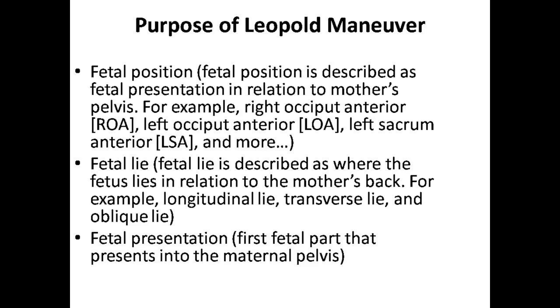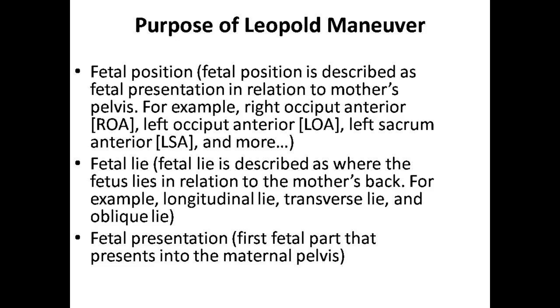Then with the help of Leopold maneuver, we can also identify the fetal lie. As I said, fetal lie is described as where the fetus lies in relation to the mother's back. Here we are going to see the mother's back's relationship with the fetal back. For example, if both the mother's back and the fetal back are parallel, then that is called longitudinal lie. If the mother's back and the fetal back are perpendicular to each other, then that is called transverse lie. If they are not in any particular perpendicular or parallel relationship, it may be oblique lie. So with the help of Leopold maneuver, we can identify the fetal presentation, fetal lie, and fetal position.